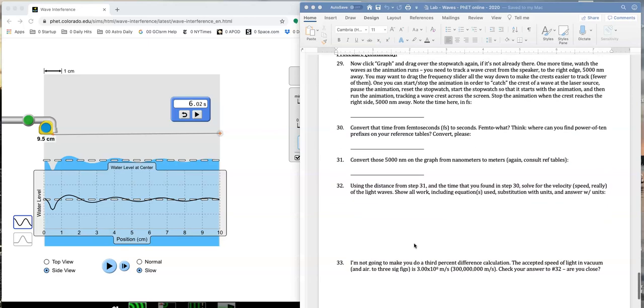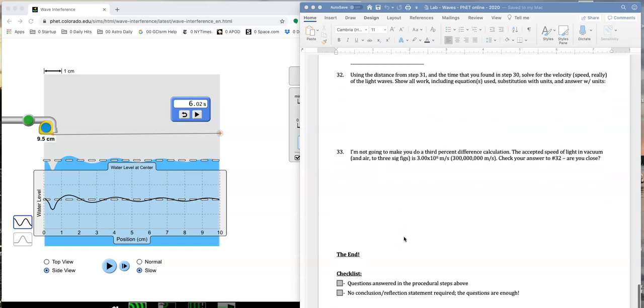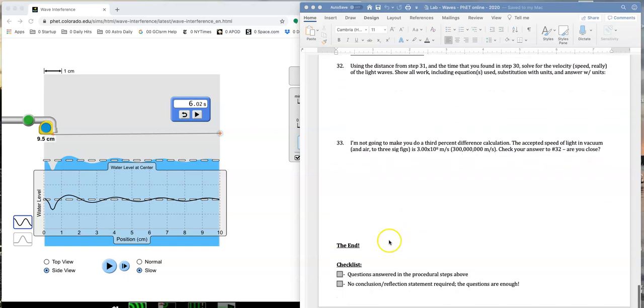So this one right here makes reference to, I'm just reading it, solve for the velocity of the light waves. But in 33, I'm not going to have you do a percent difference calculation one more time. I was just asking, are you close? And if you answer those questions, then you're good. You don't need to write a conclusion or anything, and that should be it.